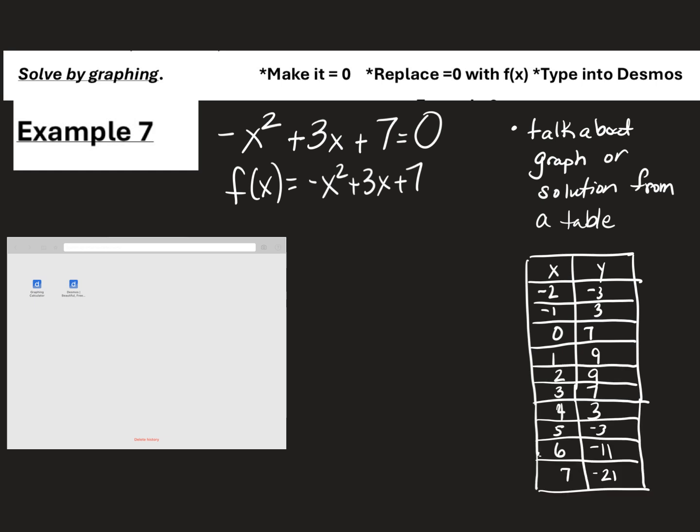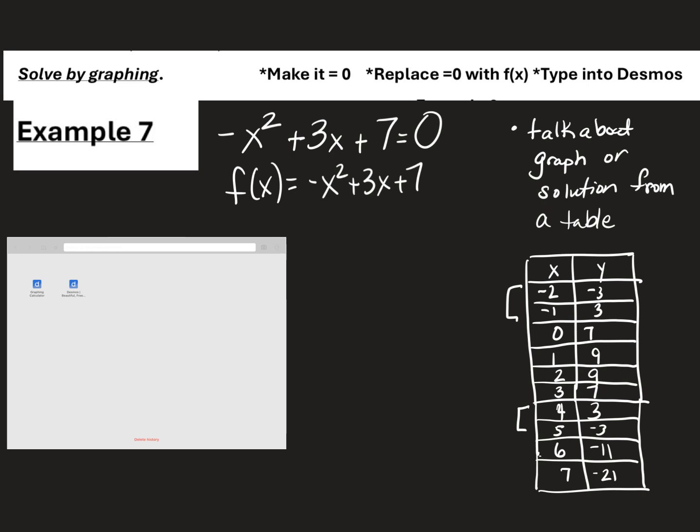Okay, I finished writing down the table. Please make sure to finish writing down that table as well. And I want to show you what happens. If you can recall, a minute ago, I said that the solutions were between -1 and -2, and also between 4 and 5.